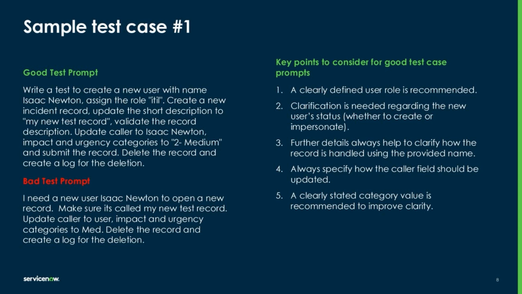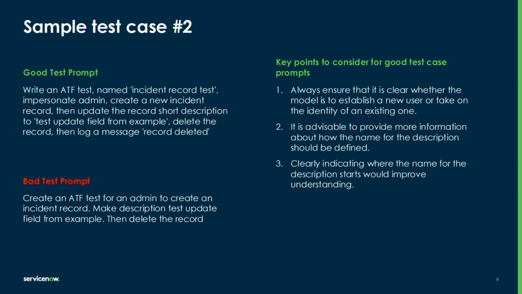So let's go through the points to consider for a good test. We want to specifically say, hey, you create a new user in this particular case. Then we want to clarify what the user status is, whether you're saying create or impersonate. The details that are present in the first prompt are just not present in the bad test prompt. For example, "to medium" is what the system would recognize. If I just say medium, chances are it won't do the specific work that you asked it to do.